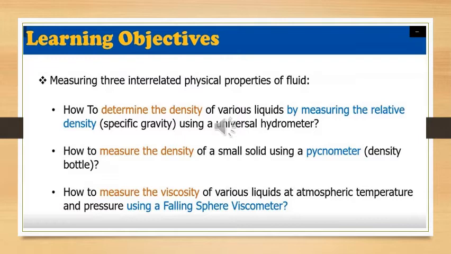Our activity is measuring the three interrelated physical properties of fluid. And for the learning objectives, after this activity, you are going to learn how to determine the density of various liquids by measuring the relative density or the specific gravity using a universal hydrometer, how to measure the density of a small solid using a pycnometer, and how to measure the viscosity of various liquids at atmospheric temperature and pressure using a falling sphere viscometer.